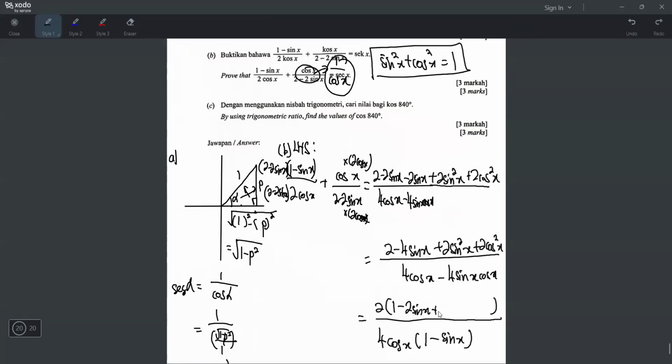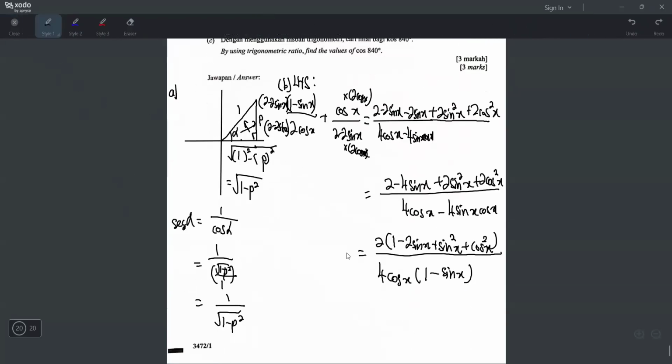And then this one divide 2, which is sine square. And then divide 2, which is cos square, right? And I know sine square plus cos square is 1 because of the basic identity formula. So now it becomes 2 bracket 1 minus 2 sine x plus sine square plus cos square, which is 1, right? And then over 4 cos x over 1 minus sine x, right?